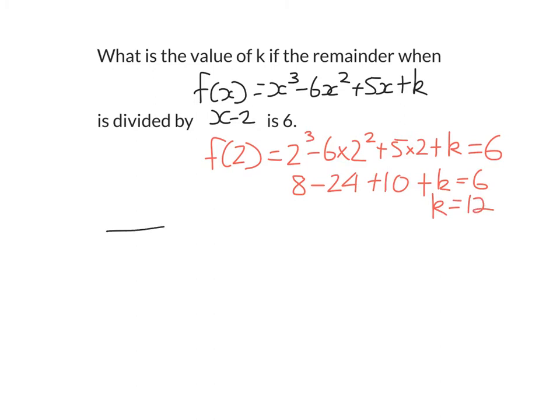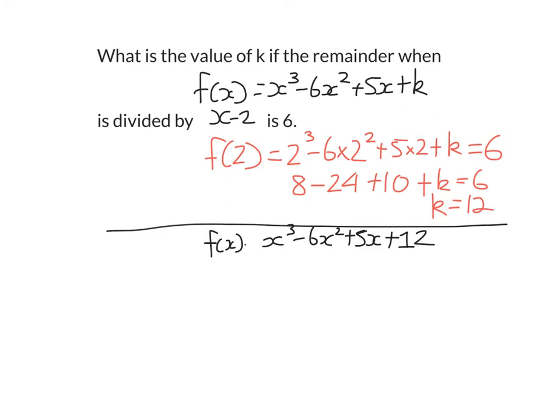So now I have my polynomial x cubed minus 6x squared plus 5x plus 12. When I divided by x minus 2, the remainder was 6. It was not 0. So that actually means x minus 2 is not a factor of this polynomial f(x). So how would I find a factor? Well, in order to factorize this polynomial, we need to find one factor and then use polynomial long division.